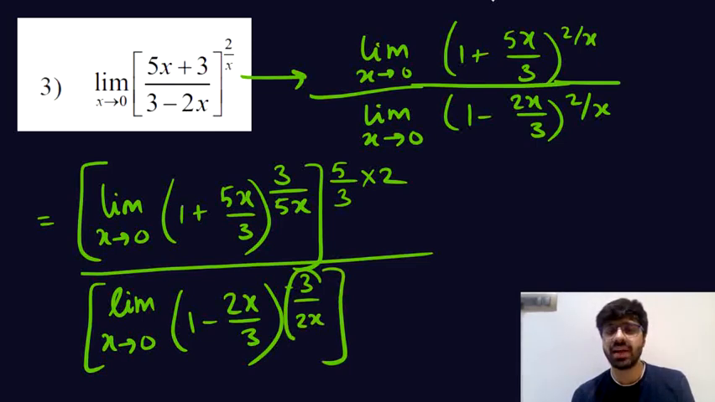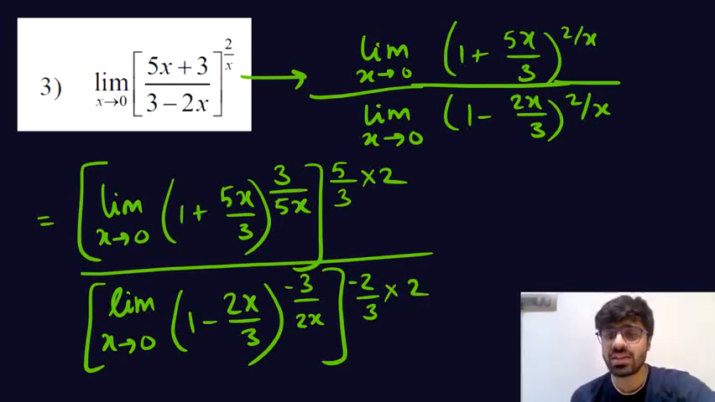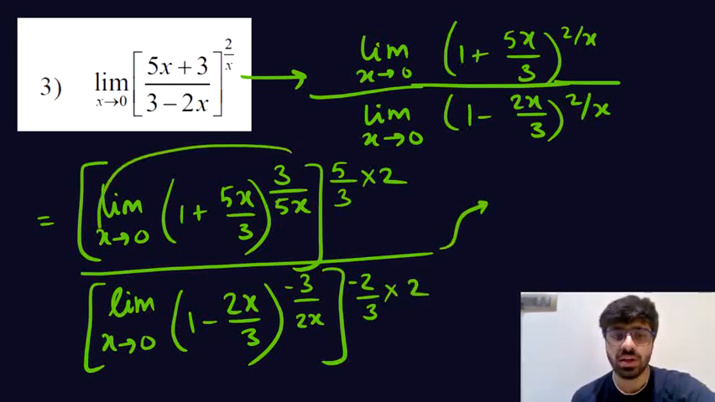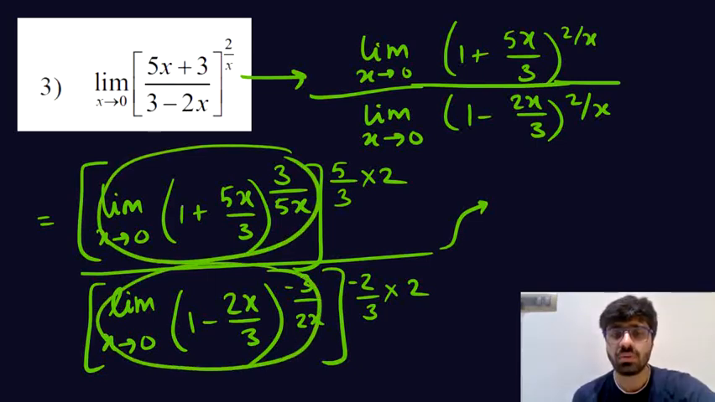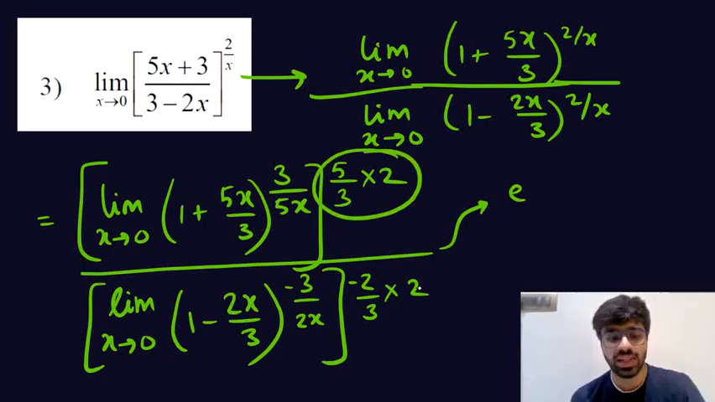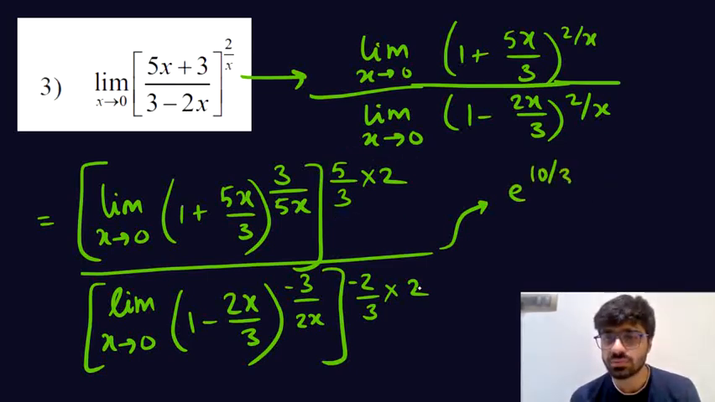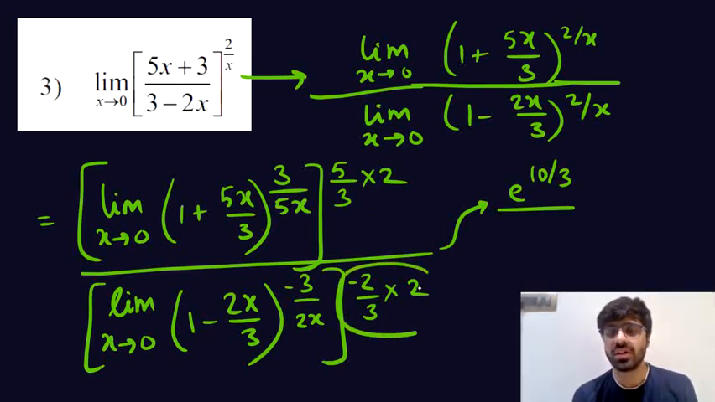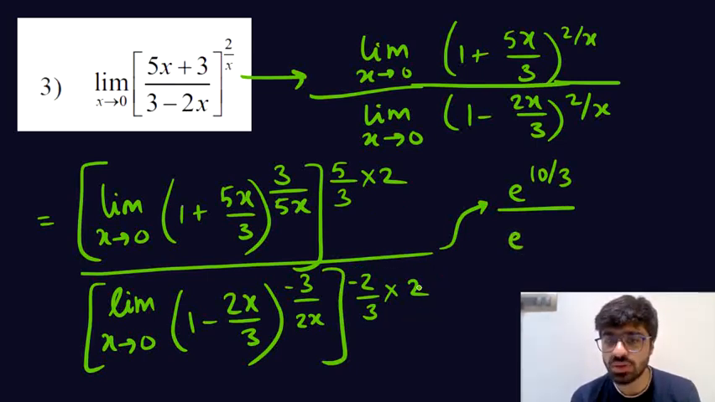So eliminate that minus 3 upon 2 by multiplying with minus 2 upon 3. And you need an extra 2 there. So we multiply this with 2. So that is how we have balanced the entire expression. The inner terms in the bracket become equal to e because they are in the format of our standard result. So in the numerator it is e power 10 upon 3. In the denominator it is e power minus 4 upon 3.